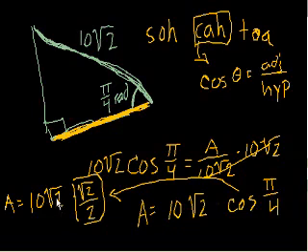And so if we multiply, what's the square root of 2 over 2? What's the square root of 2 times the square root of 2? It's 2. So that's 2, and then that cancels with that 2. And so everything cancels except for the 10. So the adjacent side is equal to 10.